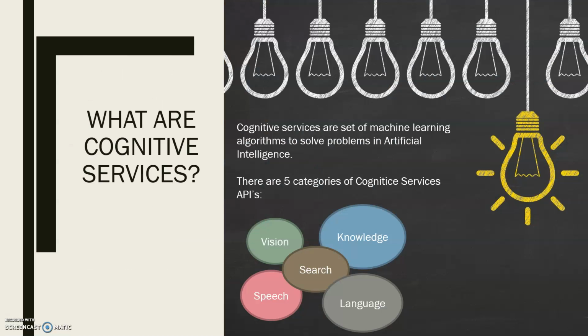So what are cognitive services? Cognitive services are a set of machine learning algorithms which are used to solve problems related to artificial intelligence. Basically, there are 5 categories of cognitive services: vision, knowledge, search, speech, and language.